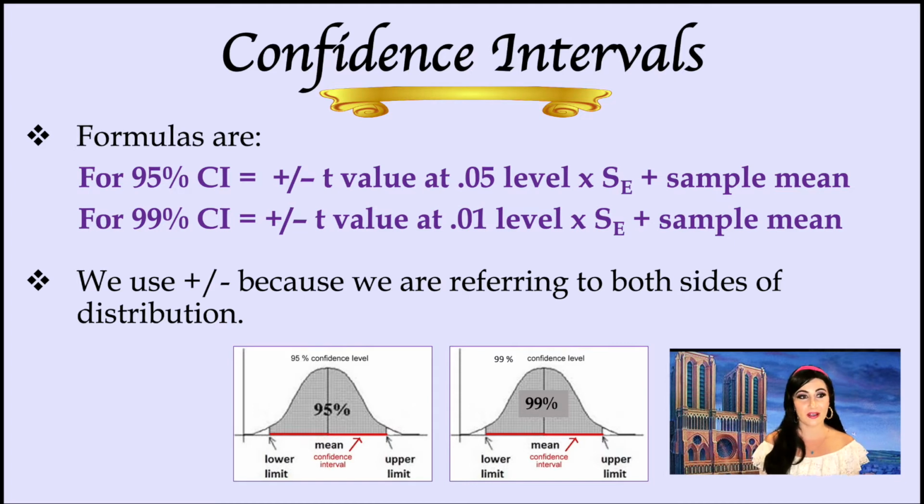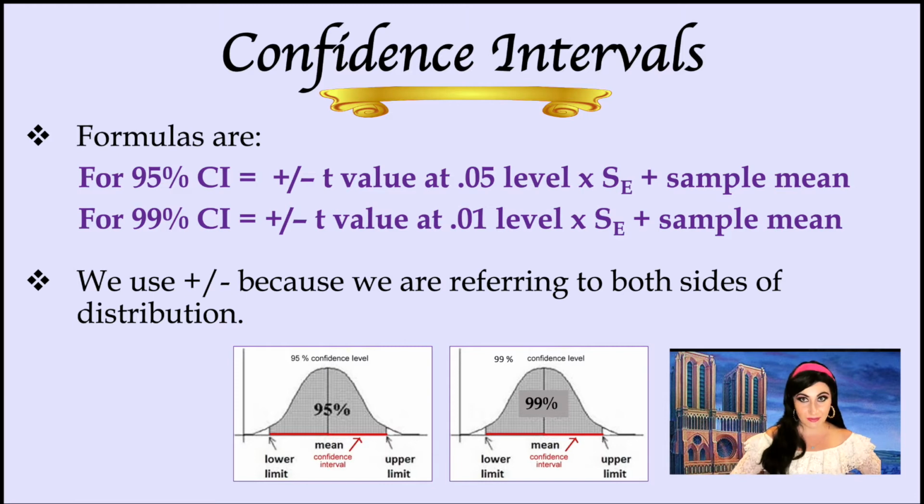For 95% confidence intervals, we're going to take the positive and negative t-value at the 0.05 level. The 0.05 level represents the 5% error level that we are willing to accept. Once we get that t-value, which is coming from a special table that I'll show you in just a second, it's going to be multiplied by standard error. Then that product is going to be added to the mean. So if you're thinking to yourself, this kind of resembles that raw score formula that we learned when we were reversing z-scores, you're absolutely right.